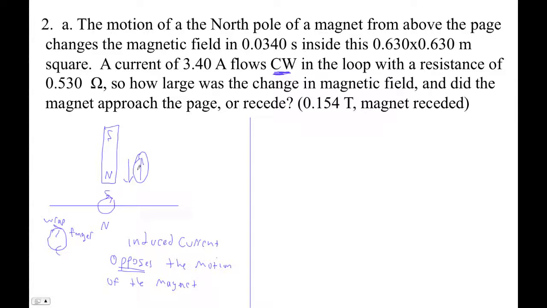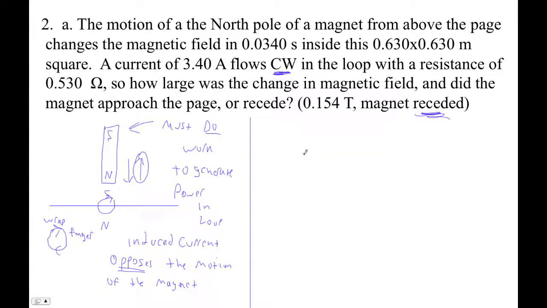We have to make it work, because this could light up a light bulb. Moving that magnet away, this must do work to generate power in the loop. So we now know that it's receding. The magnet tried to recede. So now, receding magnet, all right, so let's see it.